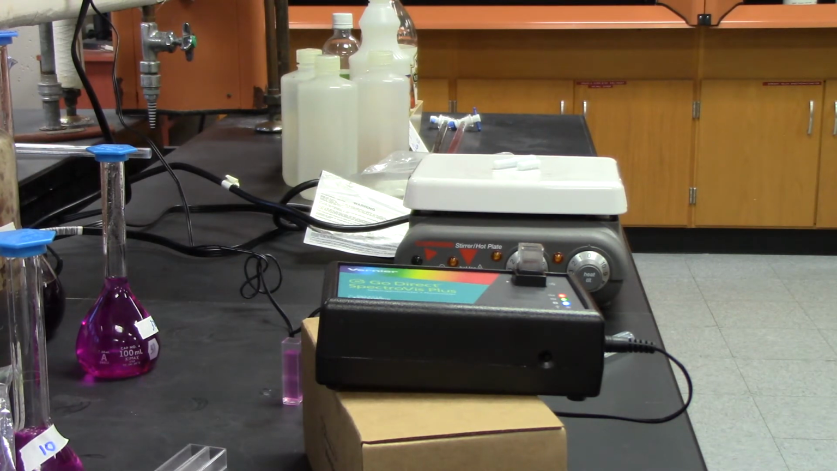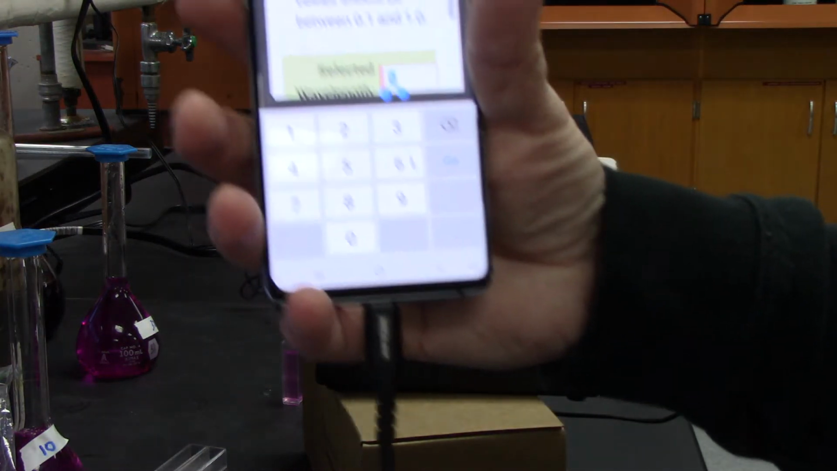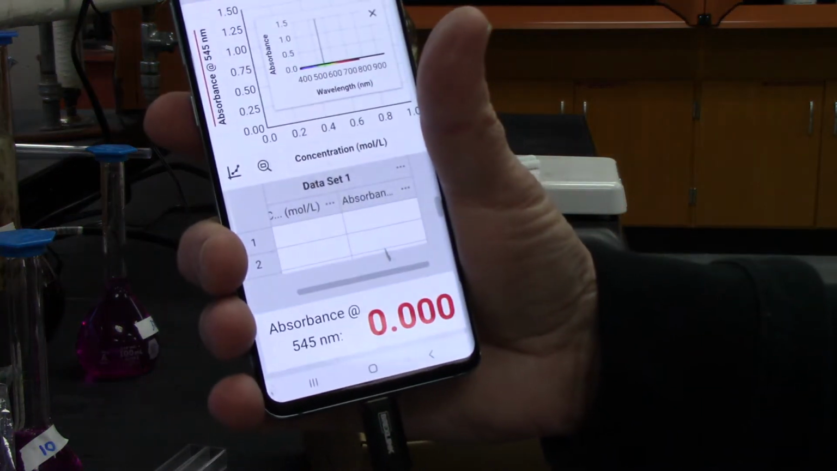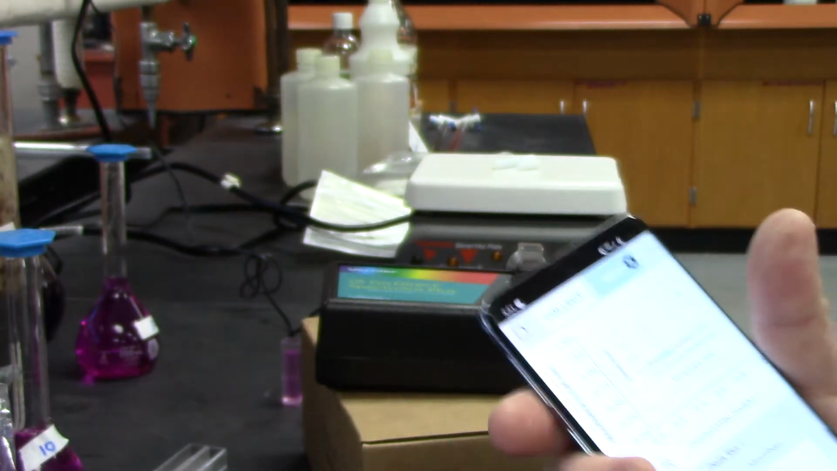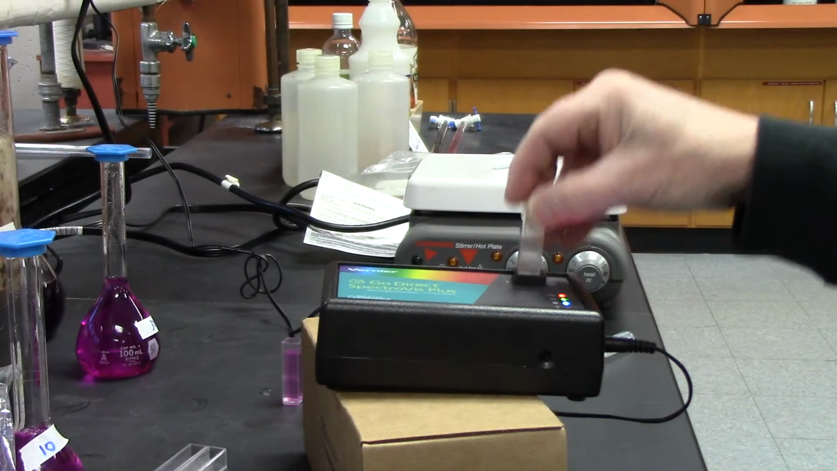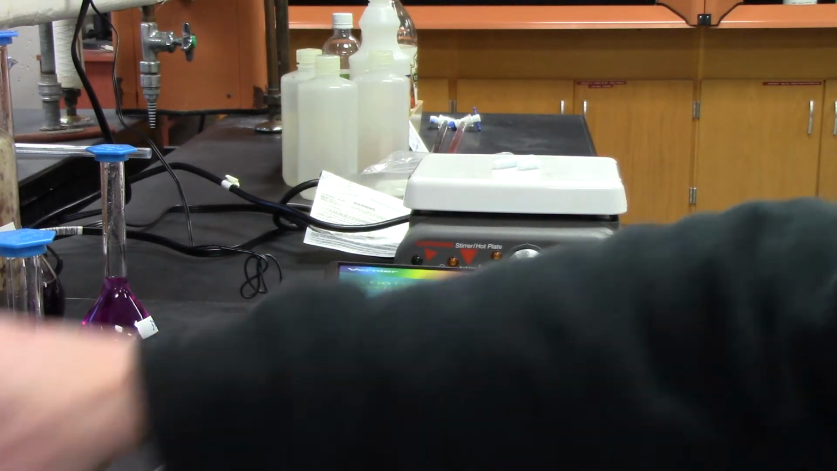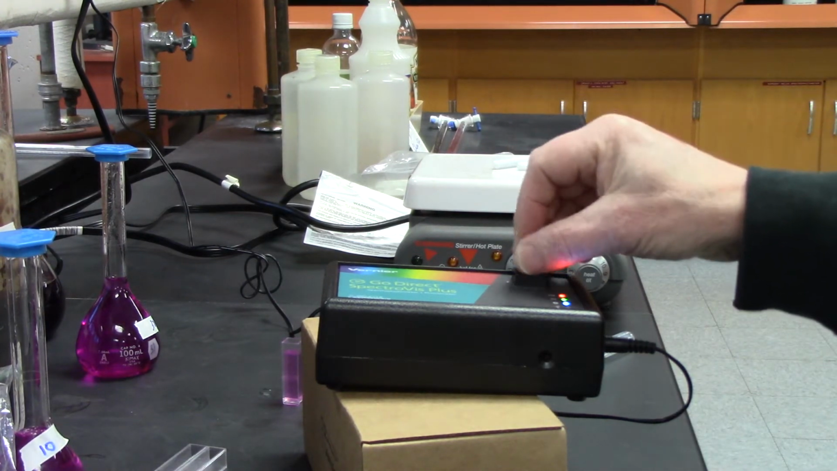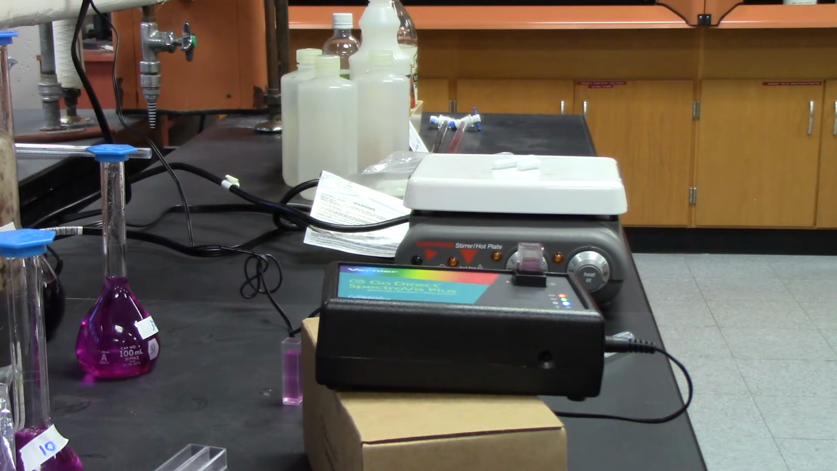So on here it's asking me the wavelength I want to use. I want to use 545. Okay. Right, and then it has it all set up here. And the blank is 0, and that's what we like. And so I'm going to replace the blank now with my first guy. And there it is.